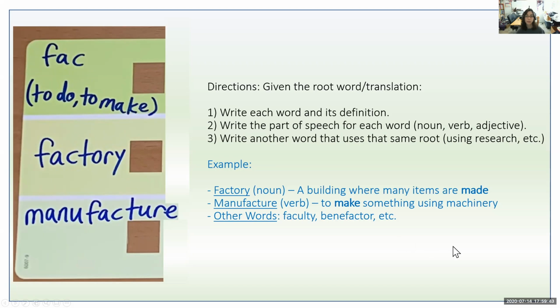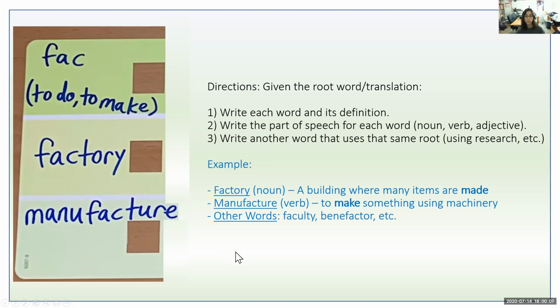One last thing that I wanted to point out, my definitions, and yours don't have to do this, but it'd be cool if they did. My definitions tend to match directly with the root word. So fac, meaning to do, to make. We have a building where many items are made. Manufacture, to make something using machinery. So notice made, make, to do, to make. They all kind of connect with each other.